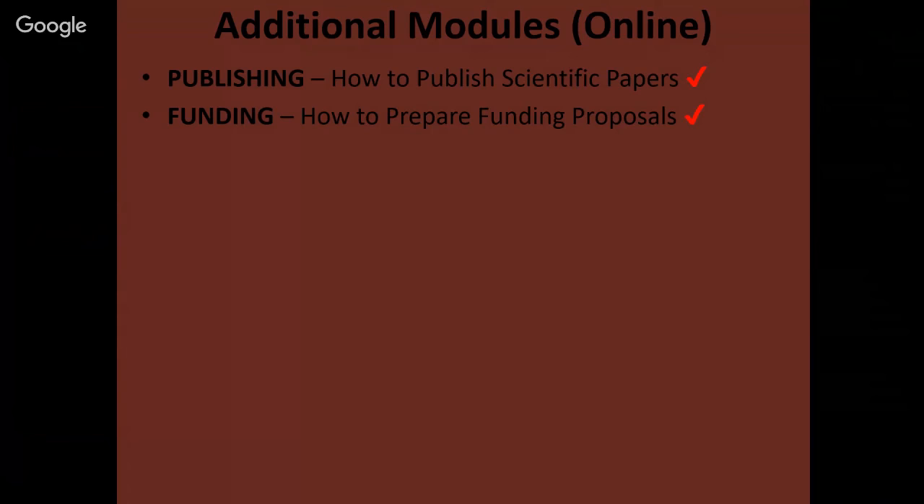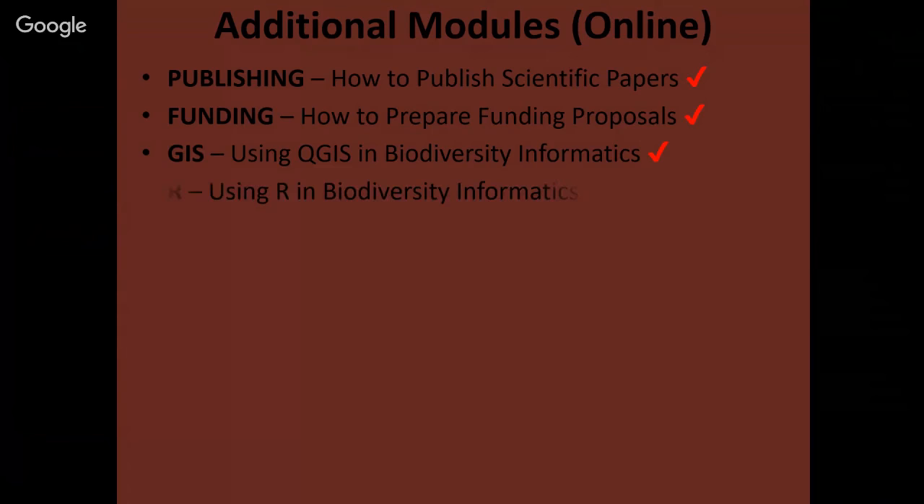And then to supplement the in-person courses, we've added a bunch of additional modules, one on how to publish scientific papers, one on how to prepare funding proposals, one on using QGIS, which is an open source GIS platform. That's already developed. Using R in biodiversity informatics is developed. And we're awaiting quite soon one on using a very useful tool called OpenRefine, which is for editing and improving and cleaning very large data sets.